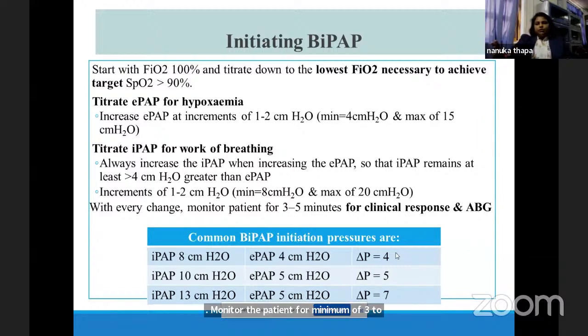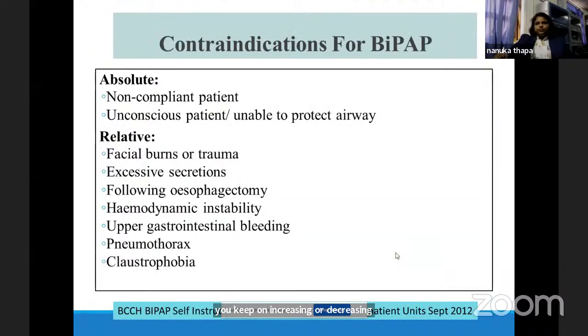These are the common initiating pressures used: IPAP of 8 and EPAP of 4. Then you again increase by 2 centimeters of water, IPAP of 10, EPAP of 5, and so on and so forth.